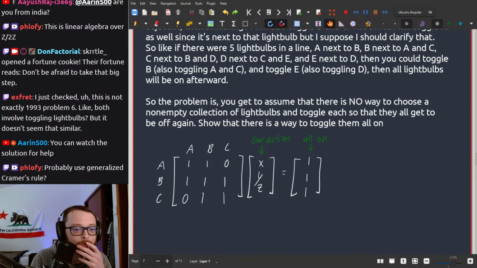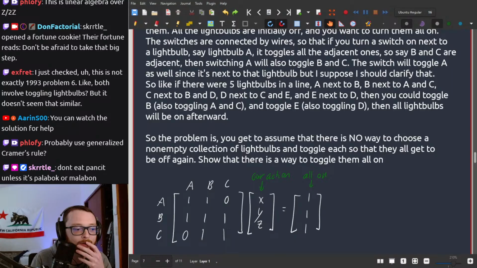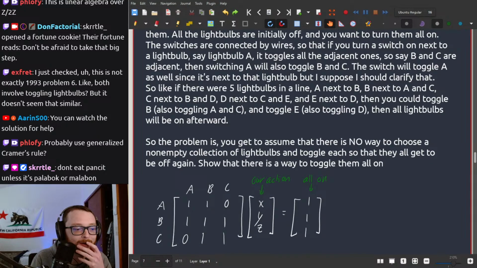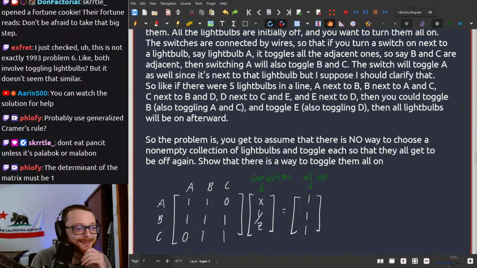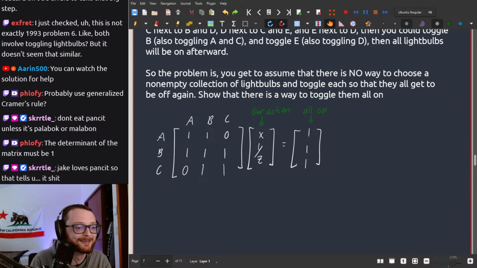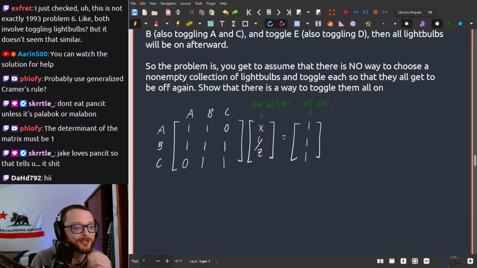Generalized Kramer's rule? Oh, maybe. This is Palab. Oh, I don't know. I think they just called it pancit. I'll probably, if I were to try it, I would get it from not a fried chicken place though. Jake loves pancits, that tells you it's shit.